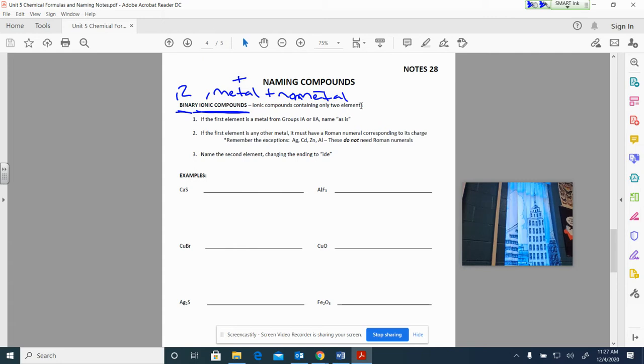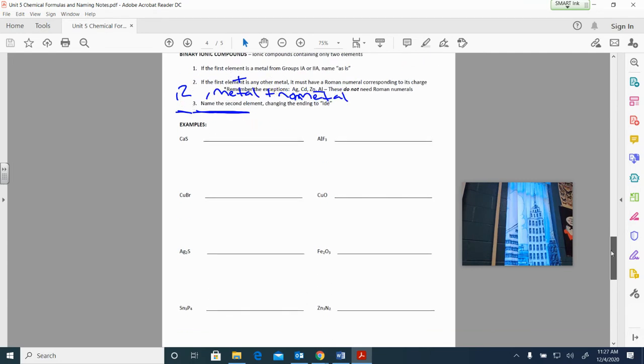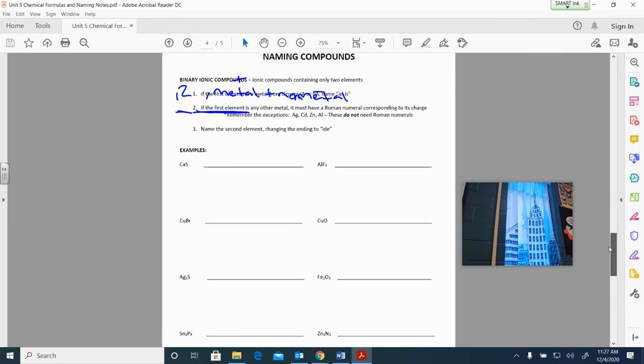All right, so I'm going to hide this button. There we go. I'm going to scroll down so we can get all of the notes in one fell swoop. There we go. All right, so you just have this short set of rules, and we're just going to use them to name these 2 element compounds that are all a metal with a non-metal.